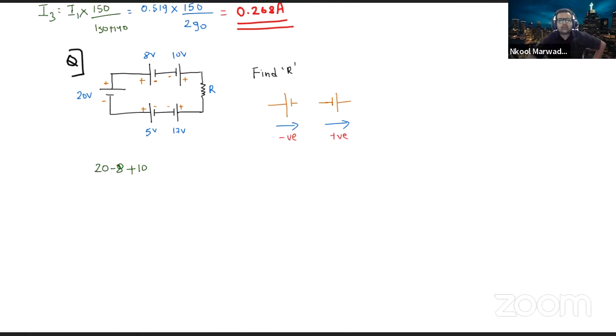Now let us focus on 7. In the 7, there is a voltage drop. So minus 7. And for the 5, there is a voltage rise. So plus 5. So this sum of voltages will be equal to this V1.